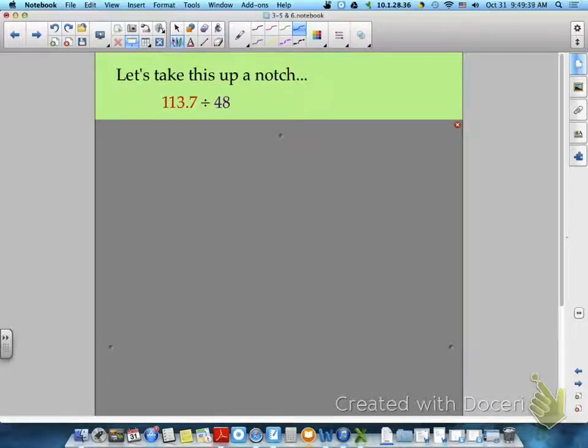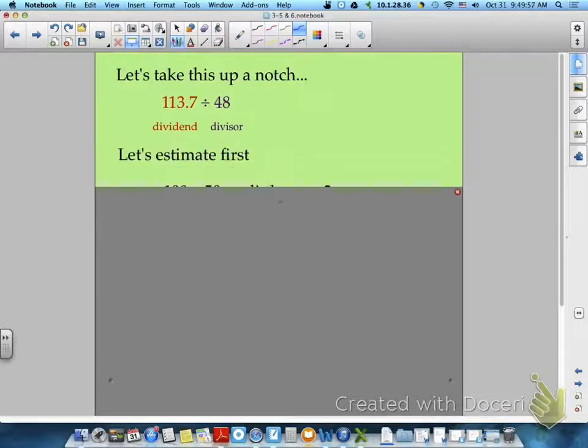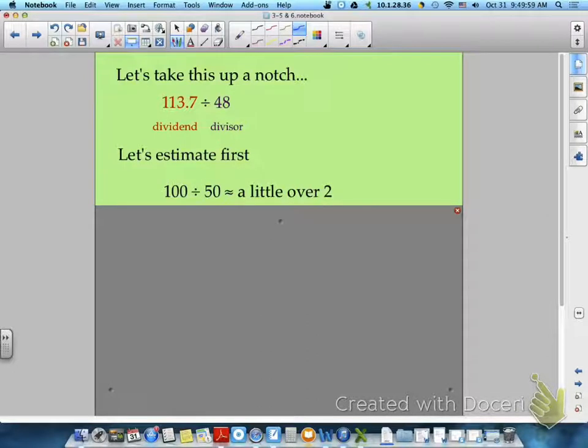113.7 divided by 48. What is the first thing you would do? Stop yawning. Estimate. Good. You want to help me? 100 divided by 50. And 100 divided by 50 is going to be 2. But you know it's going to be a little over 2, correct? Because you're dividing a larger number by a small number. 113 is larger than 100. 48 is smaller than 50. So the quotient is going to be a little more than 2. Good?